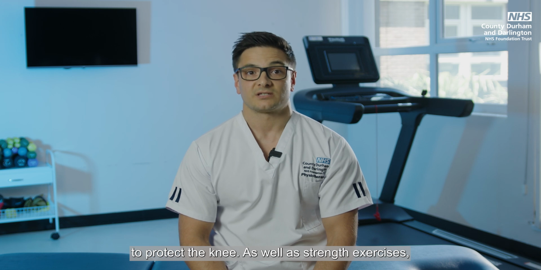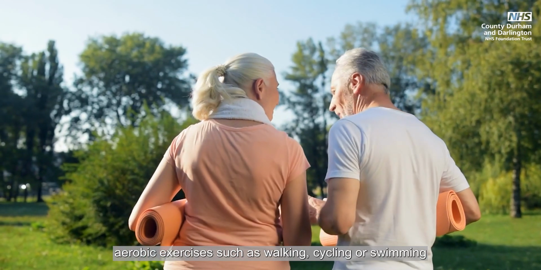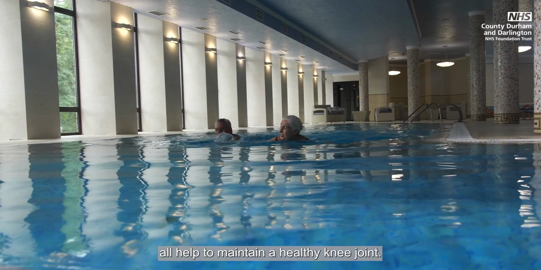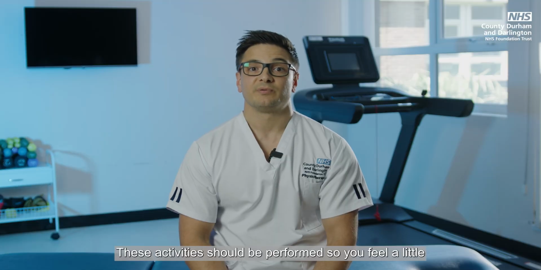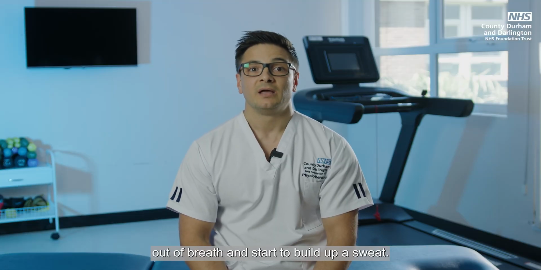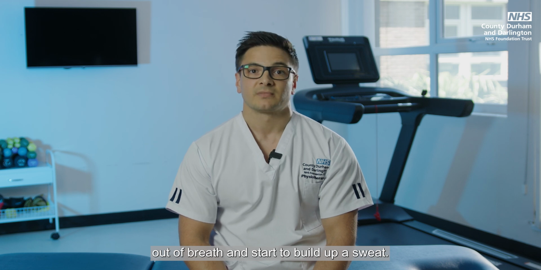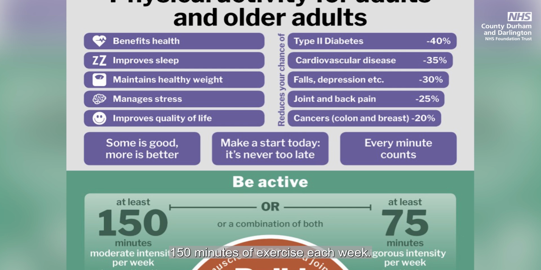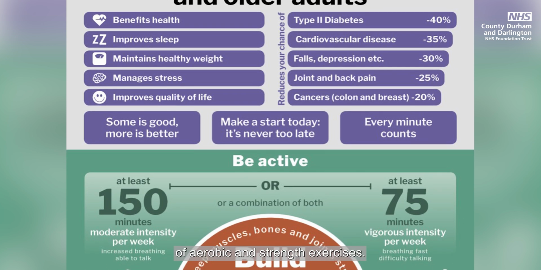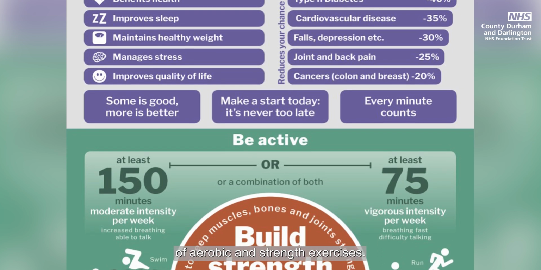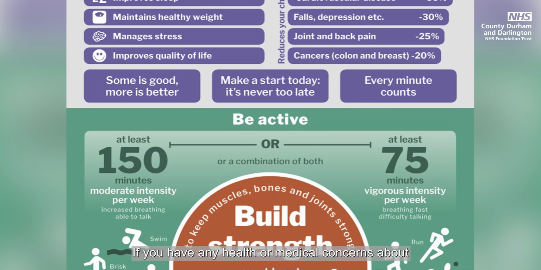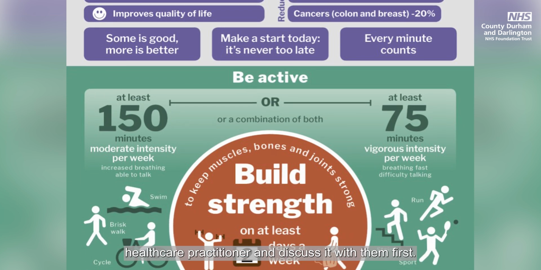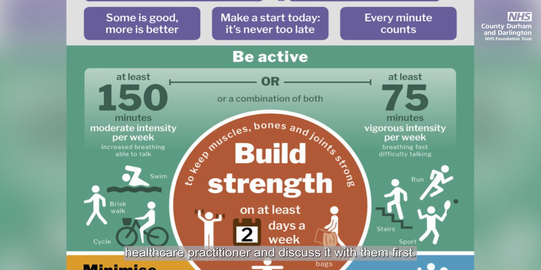As well as strength exercises, aerobic exercises such as walking, cycling or swimming all help to maintain a healthy knee joint. These activities should be performed so you feel a little out of breath and start to build up a sweat. Try to aim for a minimum of 150 minutes of exercise each week. This could be a combination of aerobic and strength exercises. If you have any health or medical concerns about beginning an exercise regime, make an appointment with a healthcare practitioner and discuss it with them first.